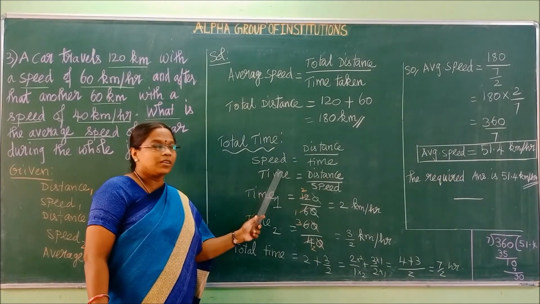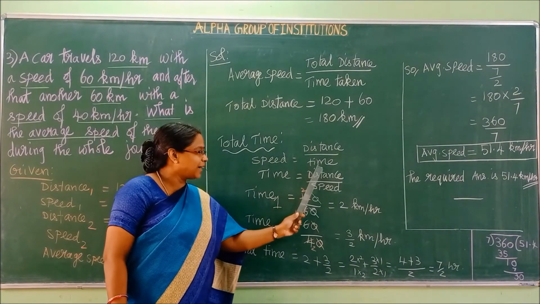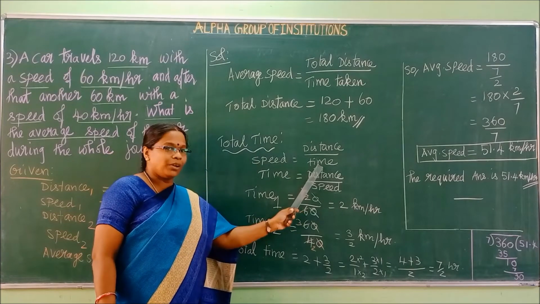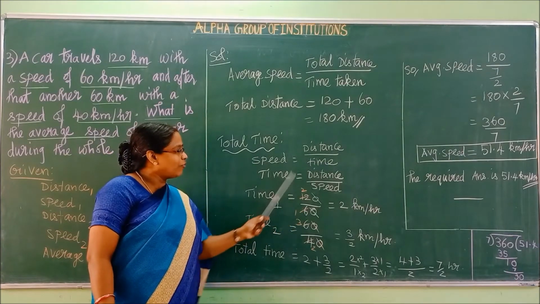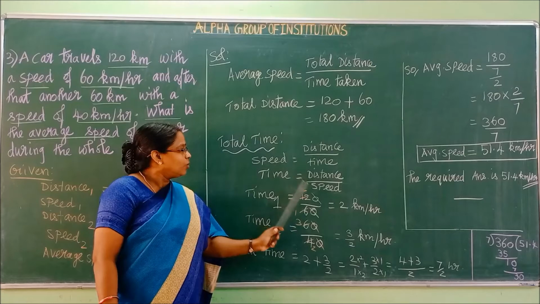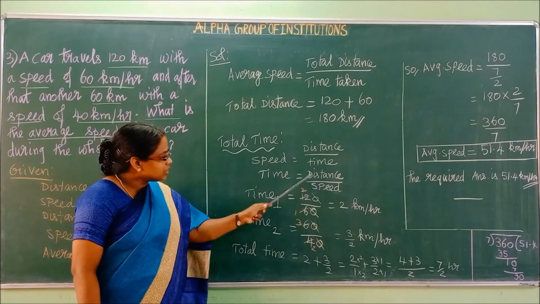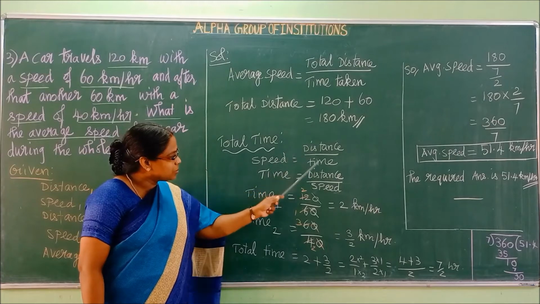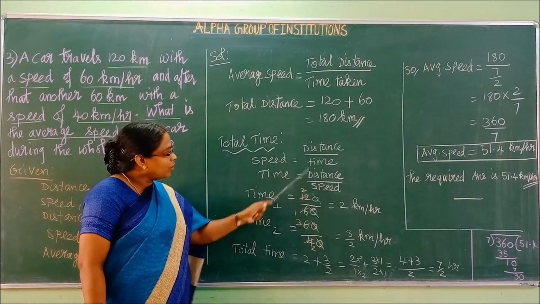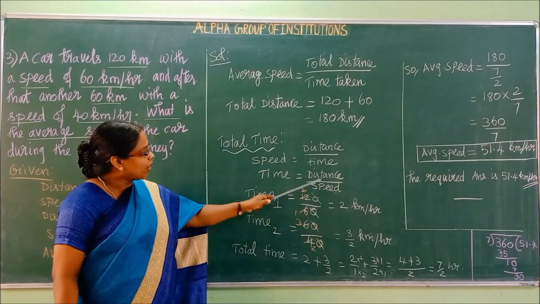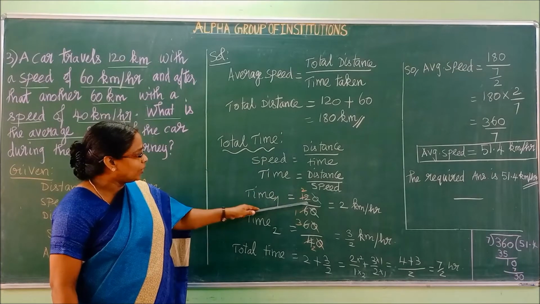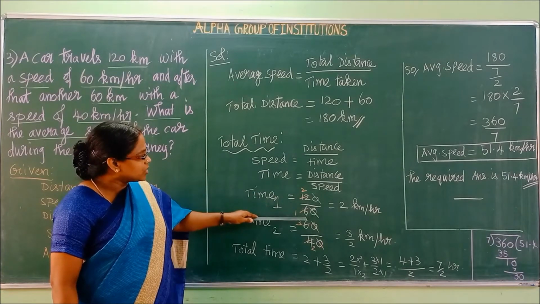What is the main formula, children? Speed is equal to distance by time. And here we need time alone, I said. And now we have to do cross multiplication. What is the cross multiplication? Time will go here, speed will come down. So what is the answer? Time is equal to distance by speed. Right? Now what is the distance here? 120. And now what is the speed?